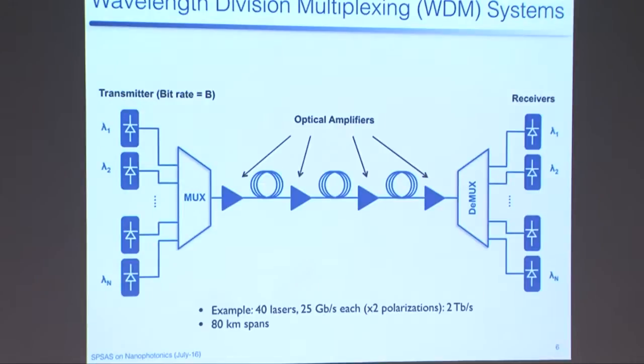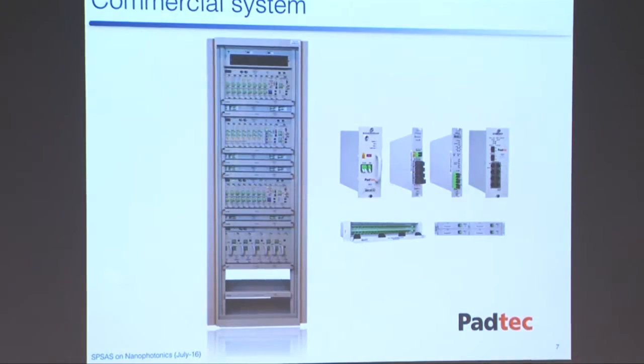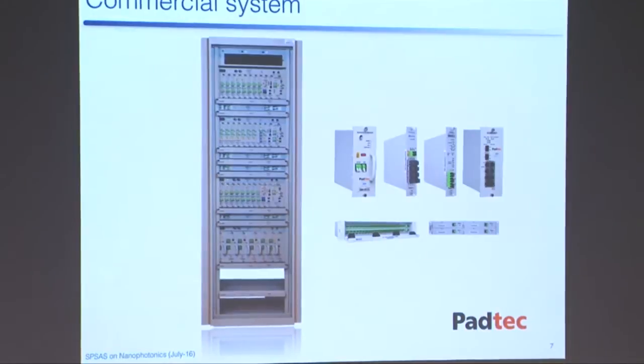Some numbers: in a very typical commercial system, you get something like 2 terabits per second in total. So like 40 lasers, each of them carrying 25 gigabits per second, and so on and so forth. Okay? So that's how a commercial system looks like.